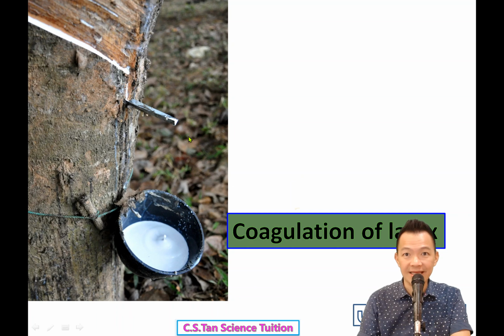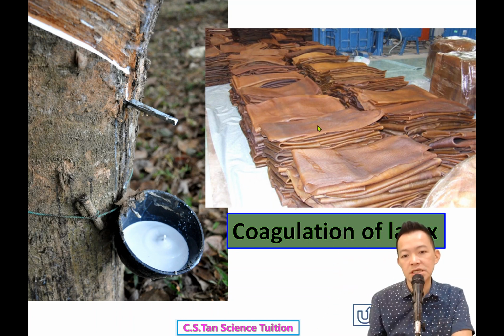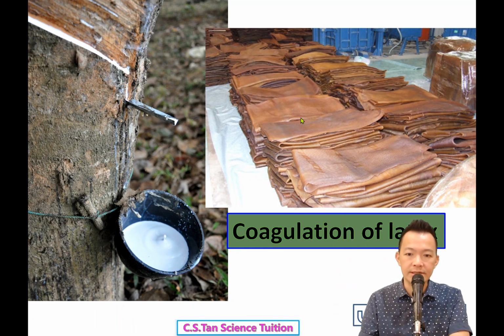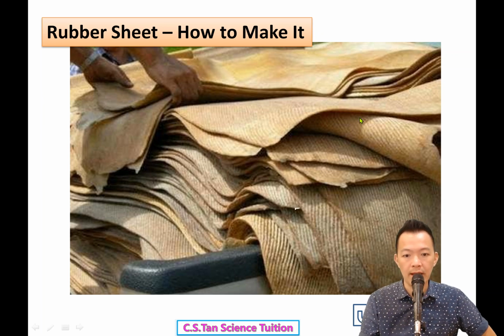Now we go to the title coagulation of latex. Forty years ago, when I was a child, my father cut rubber trees. When you sell rubber, it must be in solid form, in the form of rubber sheets. So how do we make the latex become solid rubber? This is the rubber sheet. How do we make it? Simple.